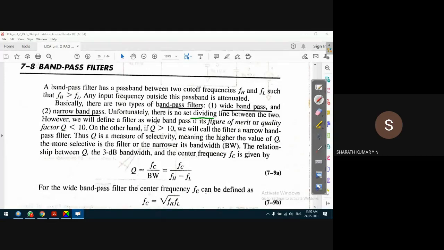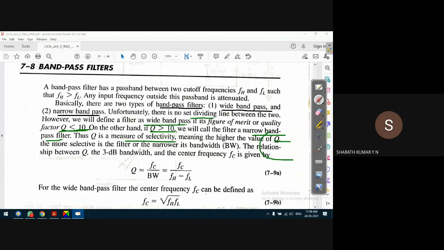So a filter has a wide band pass if its figure of merit or quality factor Q is less than 10. We can call a band pass filter a wideband pass filter if Q is less than 10. If Q is greater than 10, we can say that it is a narrow band pass filter. Q is a measure of selectivity. The higher the value of Q, the more selective the filter, or the narrower the bandwidth.